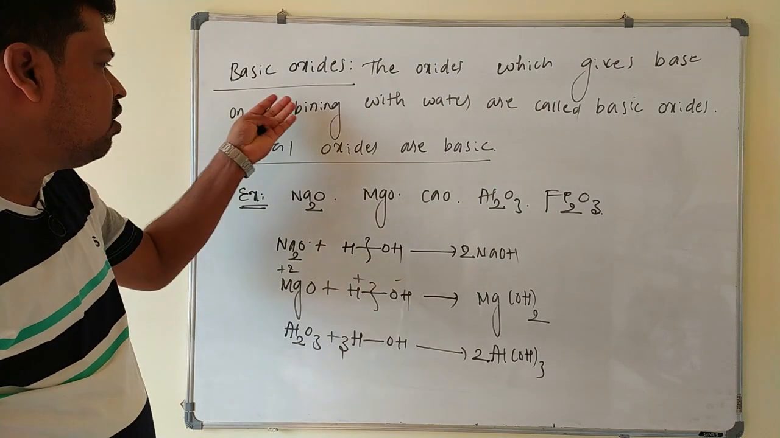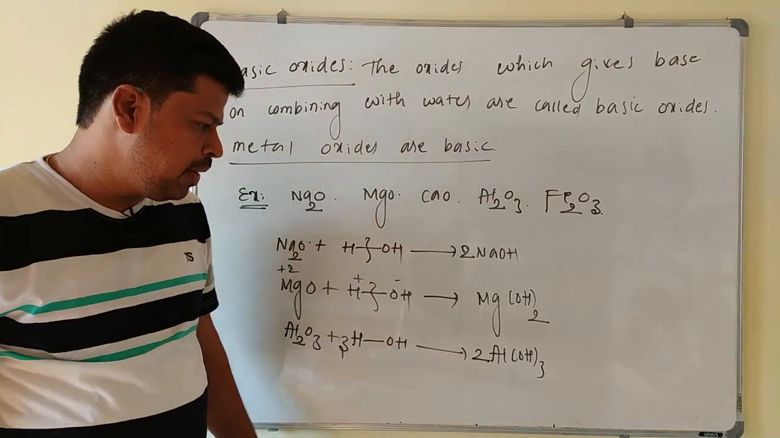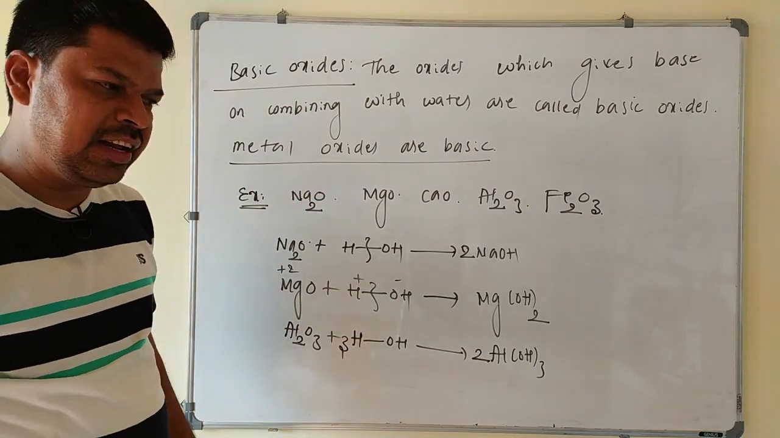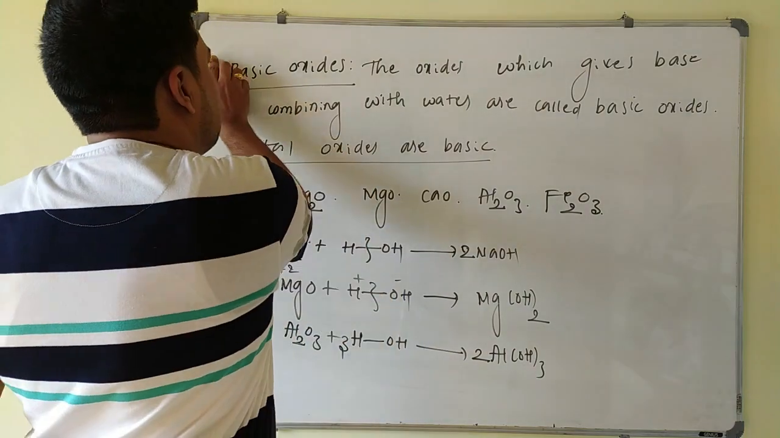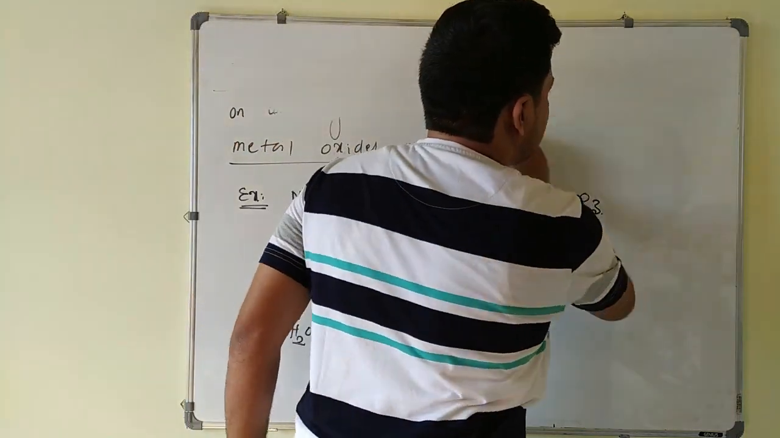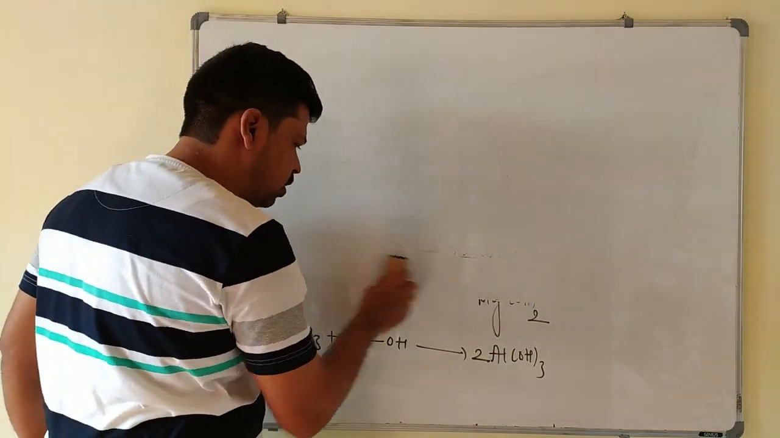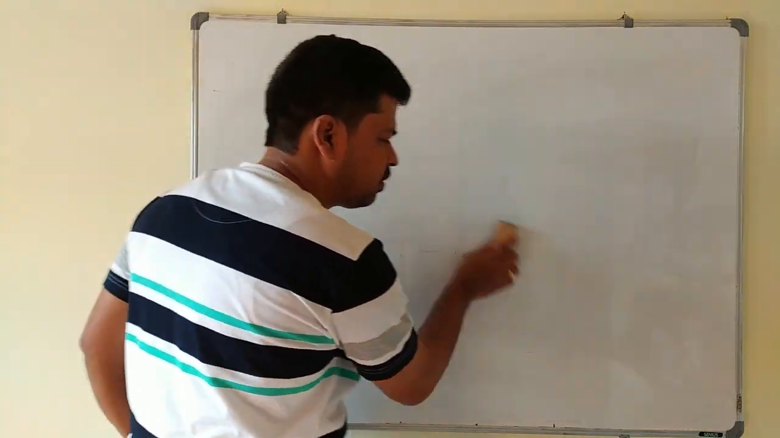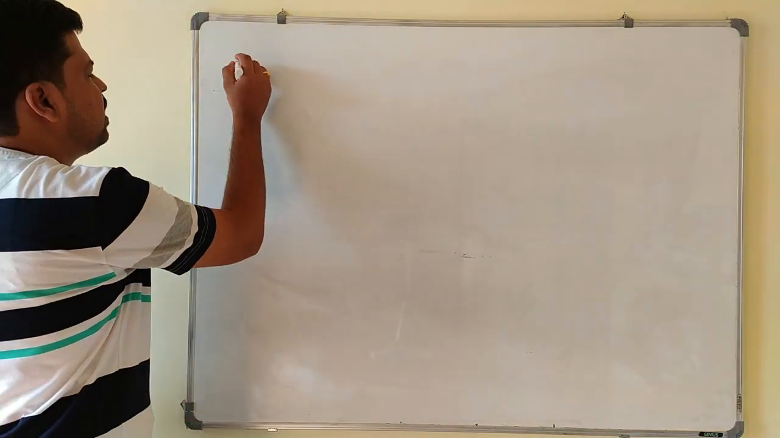Okay, like this, all these metal oxides, whenever they are added to the water, they will give what? Basic solution, hence they are basic in nature. Next one, neutral oxides. Already the name indicates, neutral means the oxides which are neither acidic nor basic are called as what? Neutral oxides.